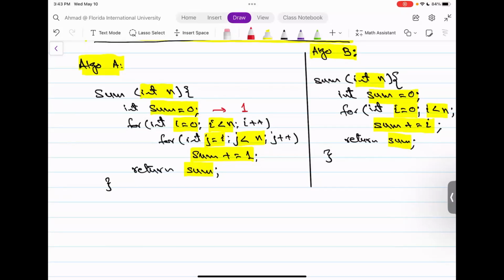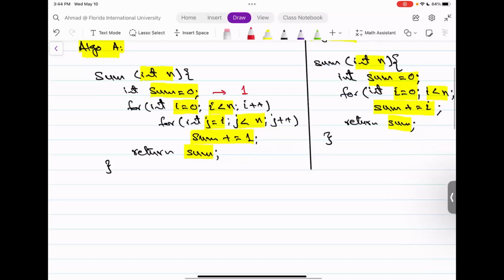Right? And I'm going to assume that, for example, 1 unit of time is required to create this variable and to assign 0 to this variable. I will elaborate on this in detail in just a few minutes. And then I am going to run this loop.